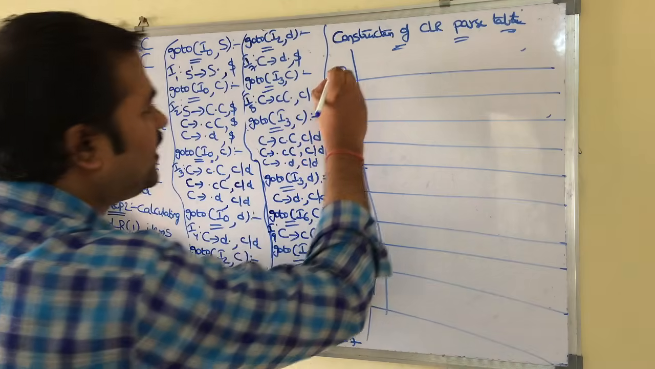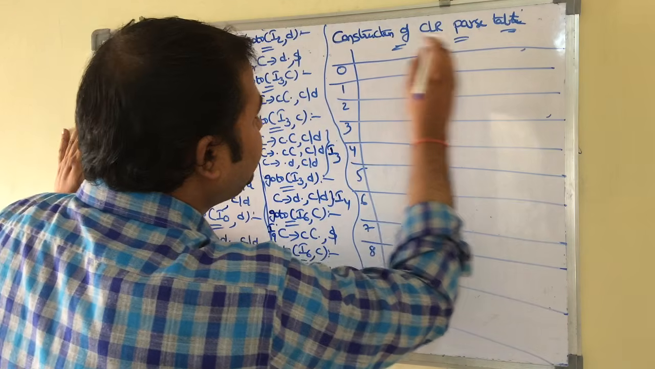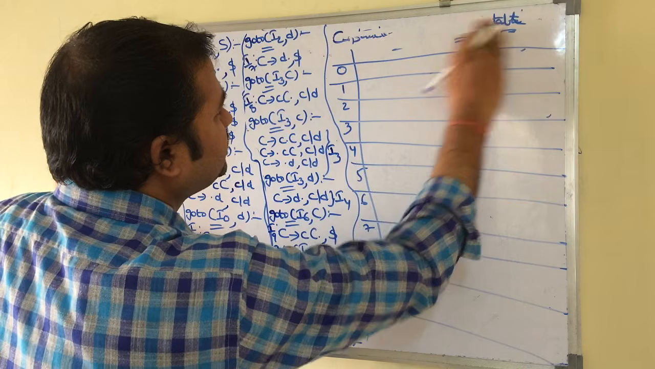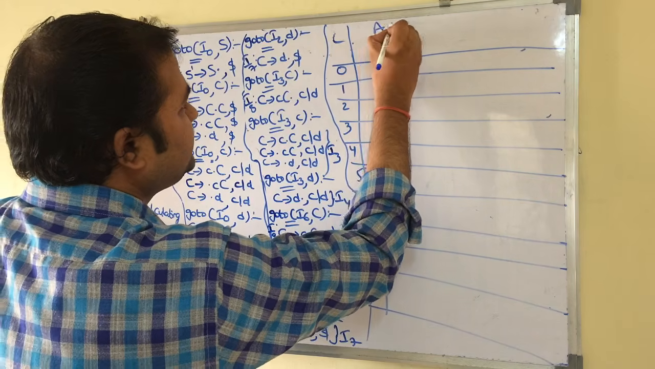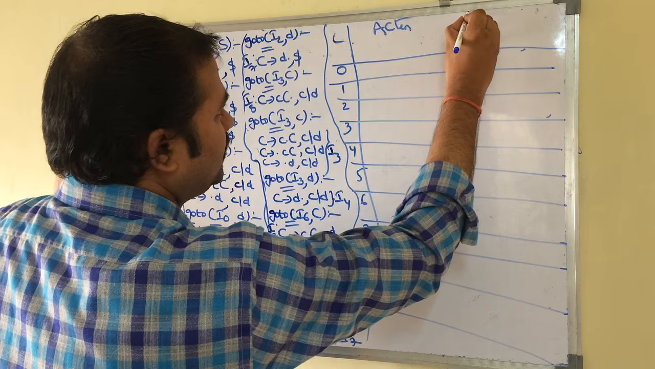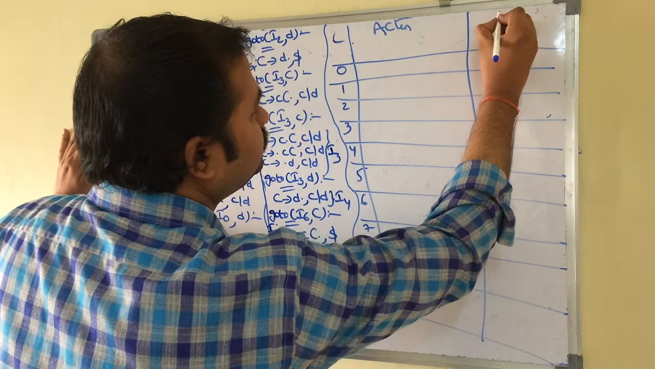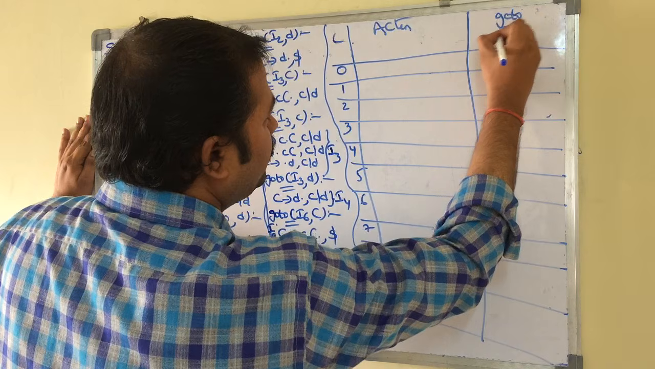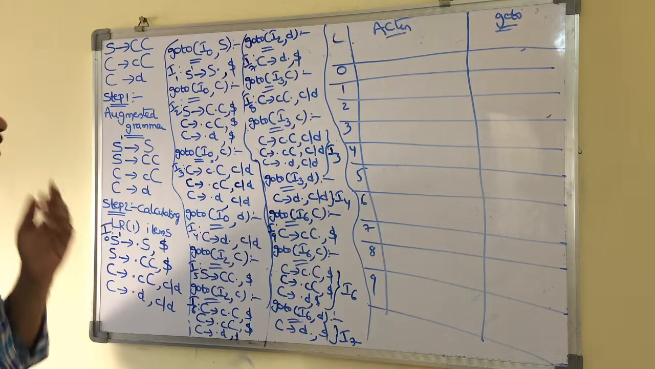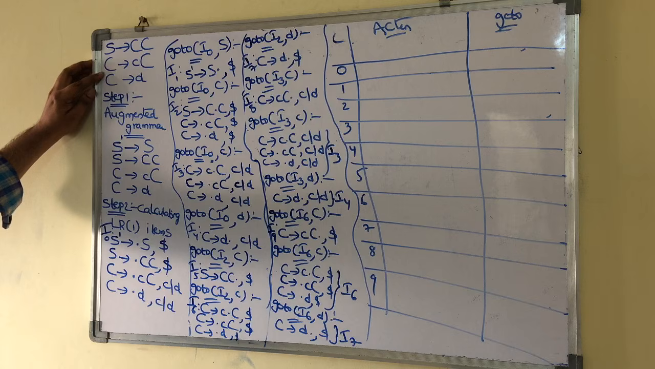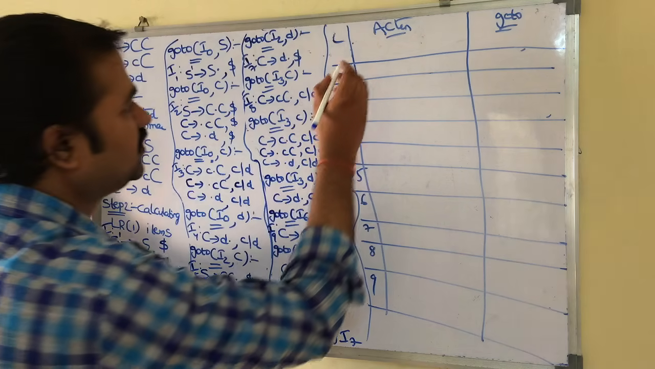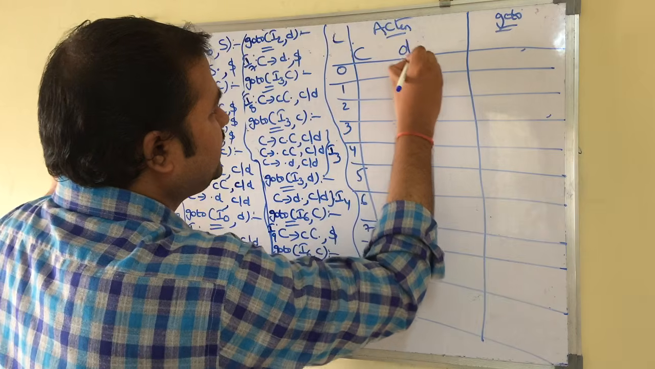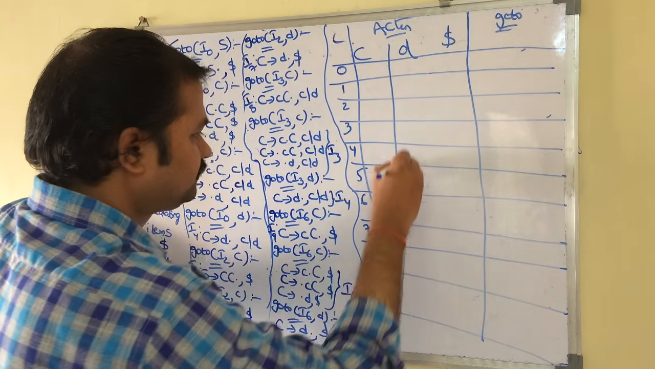So next it contains two parts. This is nothing but CLR parse table construction. The first part is the action part. The second part is the goto part. The action part is nothing but terminal symbols. So what are the terminal symbols present in the grammar? c, d as well as dollar.